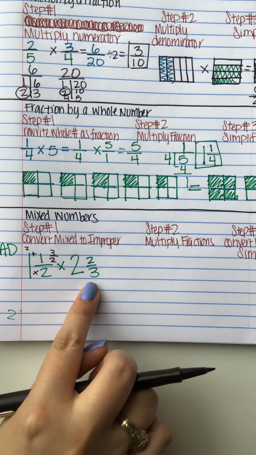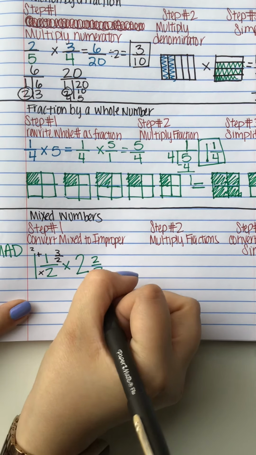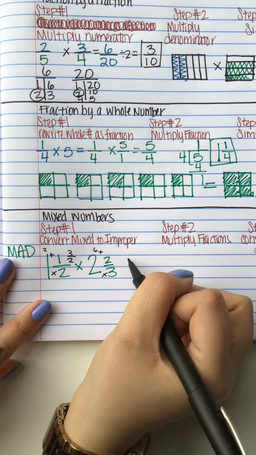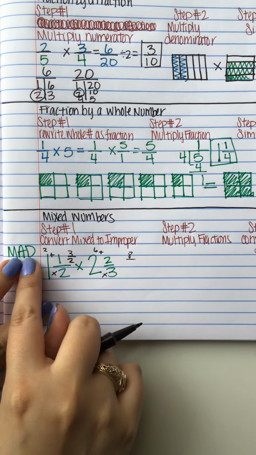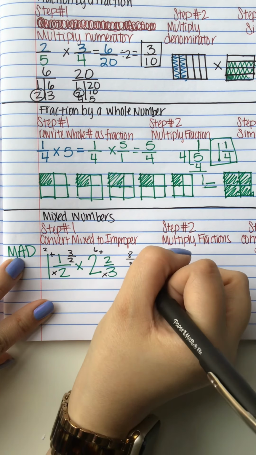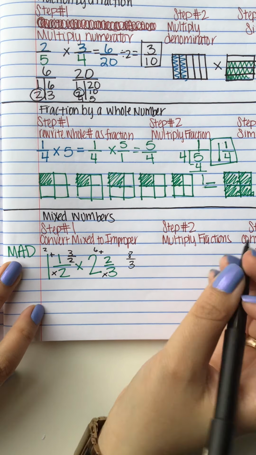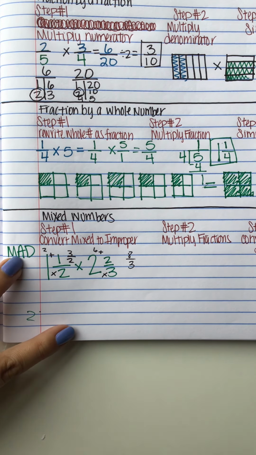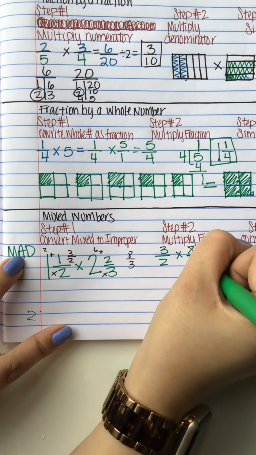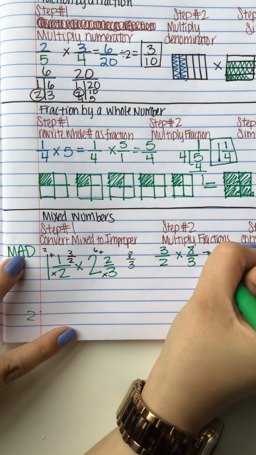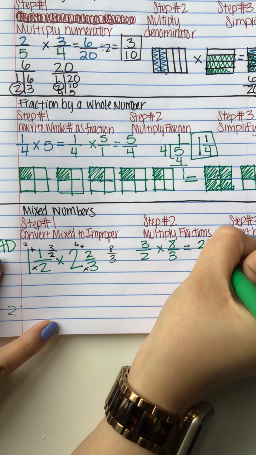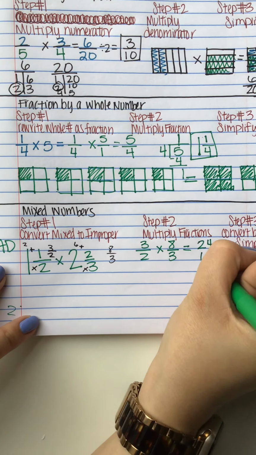Okay, once again, multiply. 2 times 3 gives me 6. Add my numerator. 6 plus 2 gives me 8. And then the D in math stands for denominator, stays the same. So it is a 3. So now I have my new fractions. I have 3 over 2 times 8 over 3. Okay, so once again, I'm going to just multiply across. 8 times 3, that gives me 24. 2 times 3, that gives me 6.